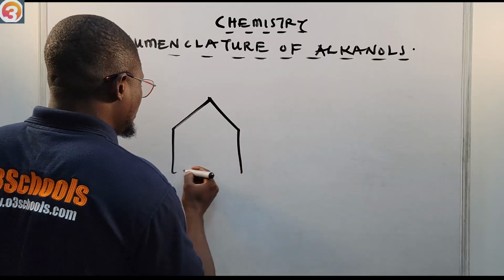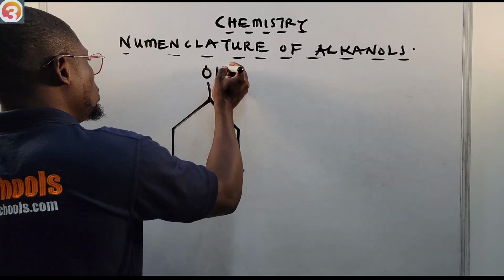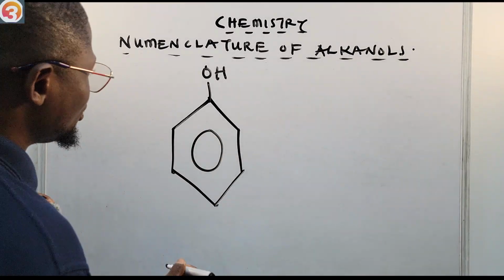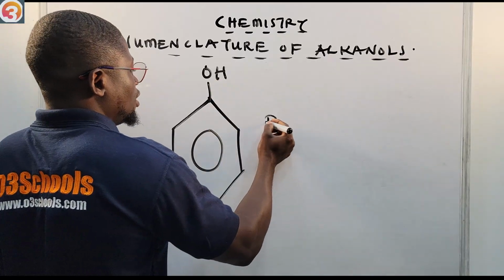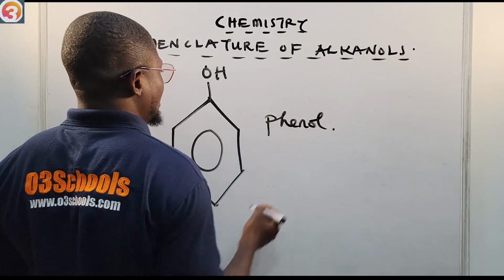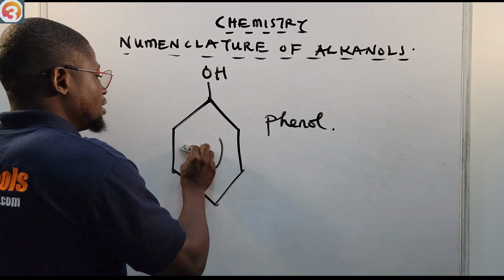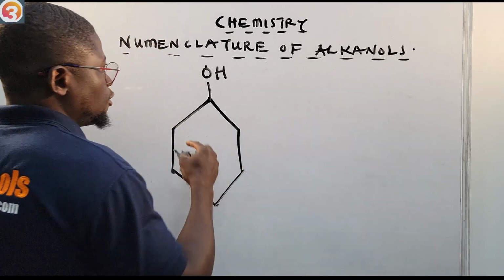Let's say we have a cyclic compound. Somebody will run now and say this is benzene. This is not benzene. If there was an OH structure here, then this would be a benzene ring, and this should have been phenol. But of course, there's no OH here. This is just to show that it's a cyclic compound.